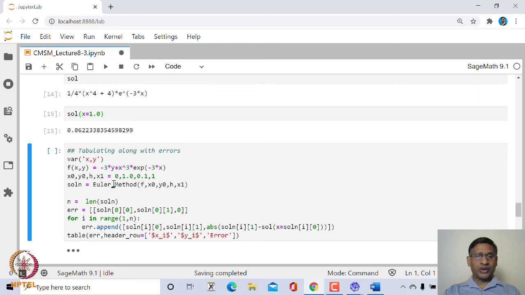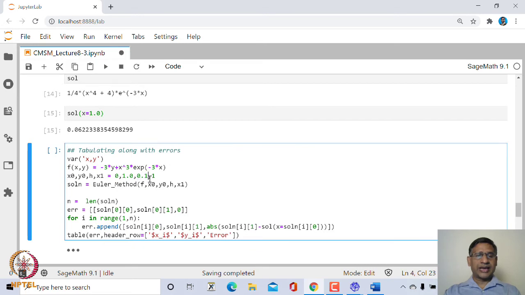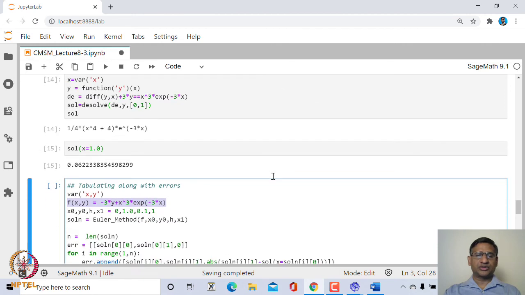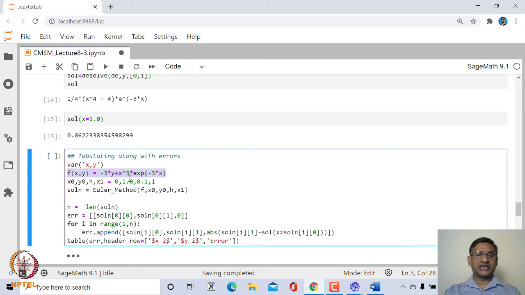step length 0.1 to begin with. This is the step length, we are taking this step length to be 0.1, and then here we have to write this differential equation as y dash is equal to f(x, y). So we need to push the left hand side 3y to the right hand side. So that is why f(x, y) is equal to minus 3y plus x cube into e to the power minus 3x, and let us store this solution using Euler's method in solution n, and then let us find the length of this, and then let us also define the error term.